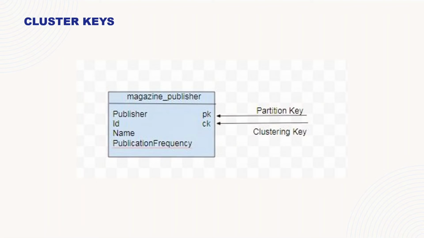There is also the concept of clustering keys. These are columns chosen at table creation that can be used to sort. Cassandra does not support sorting on columns that are not cluster columns. Designing your clustering keys is an important part of Cassandra database design and modeling.